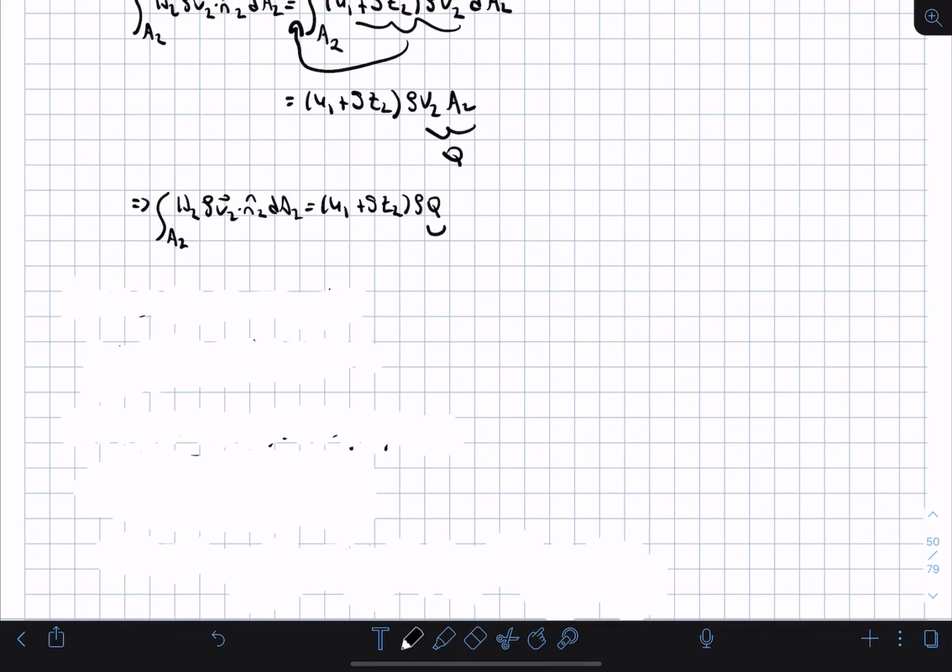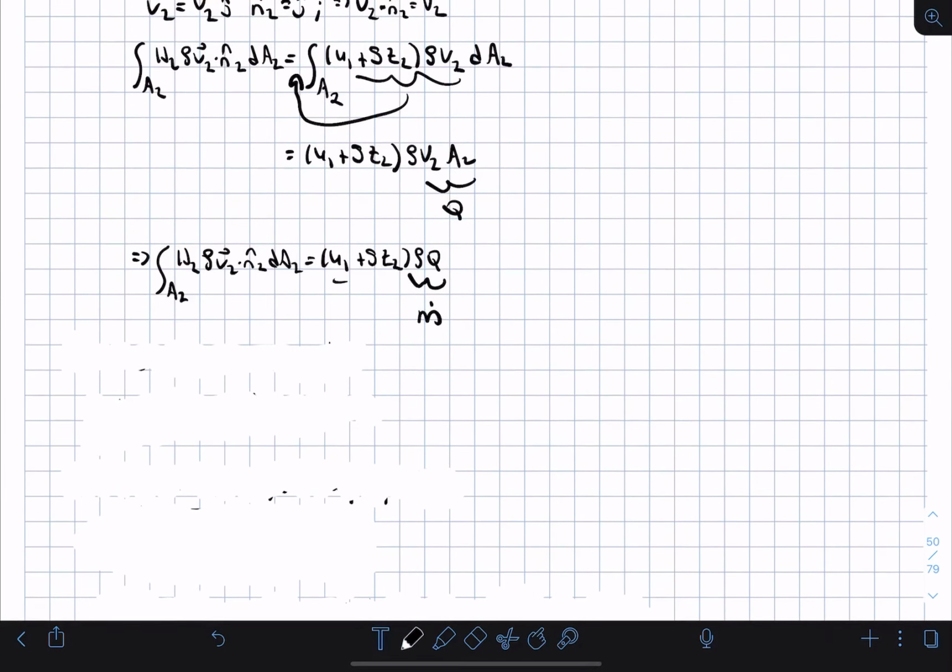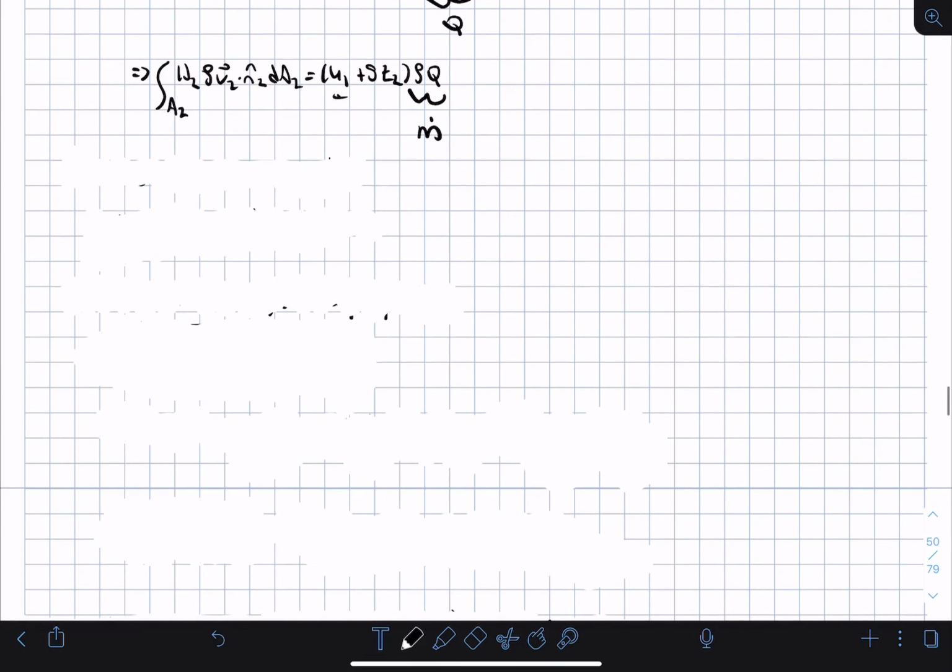And if you wanted to think about it this way, this is really m dot. And if we included the pressure term, this here would be the enthalpy, and you'd have m dot h. And so that's exactly what you guys had in thermo. It was basically m dot h. Okay. Now we are ready to put everything together.